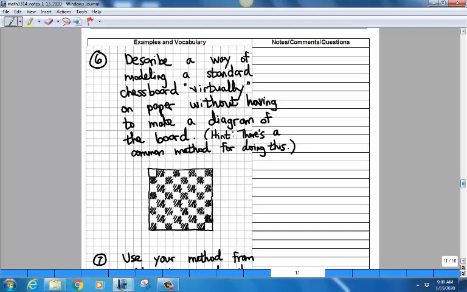And if you can represent all 64 positions, then that's essentially a representation for the chessboard, okay? How can you do that without drawing the chessboard, without actually diagramming the chessboard? So you see what I'm asking, Shelby?